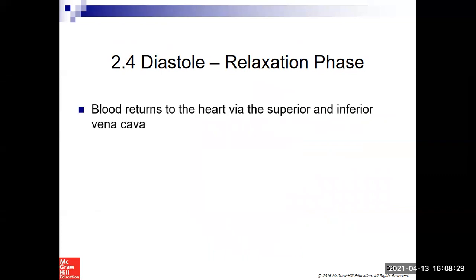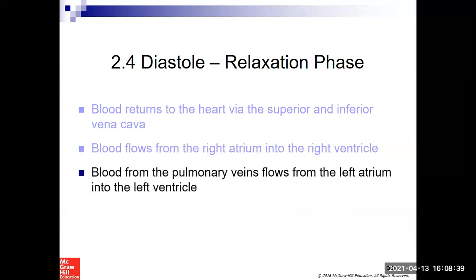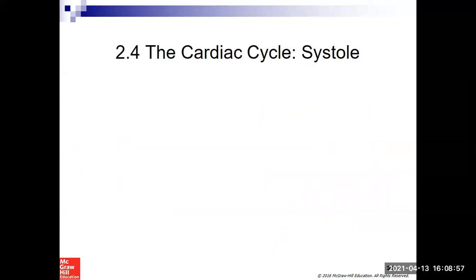In the relaxation phase, the blood returns to the heart via the superior and inferior vena cava. The blood flows from the right atrium into the right ventricle. And then the blood from the pulmonary veins flows from the left atrium into the left ventricle. And you know where the pulmonary veins are. This is what's going on inside the heart during this particular phase.